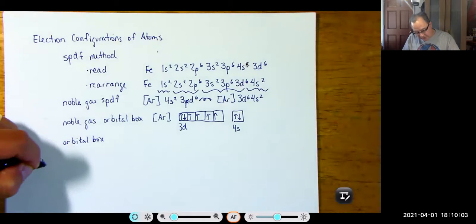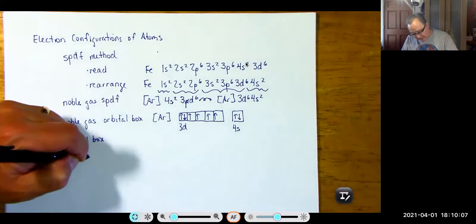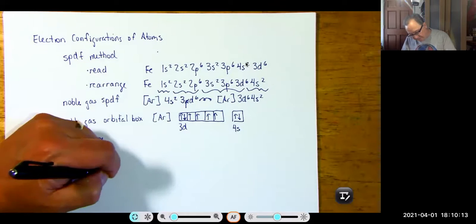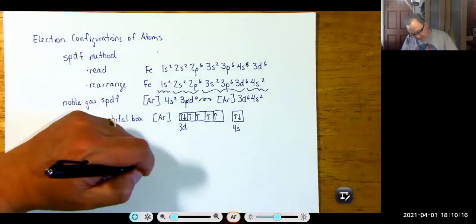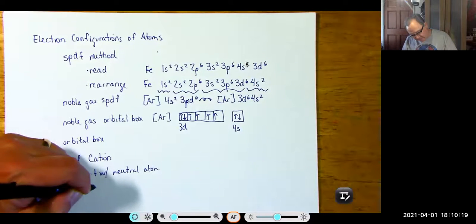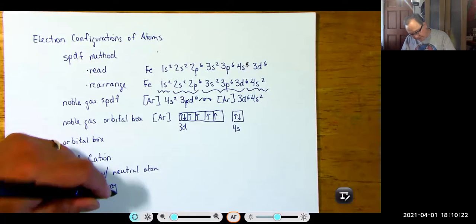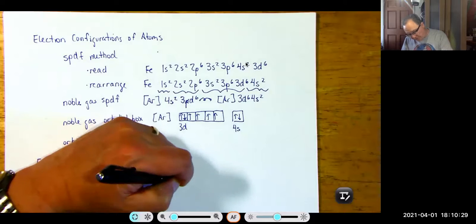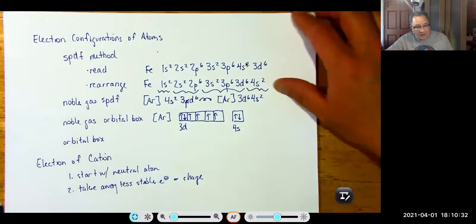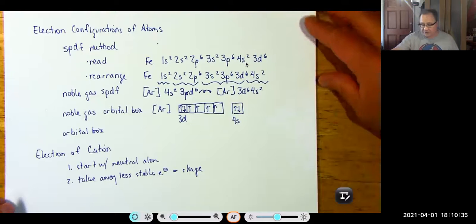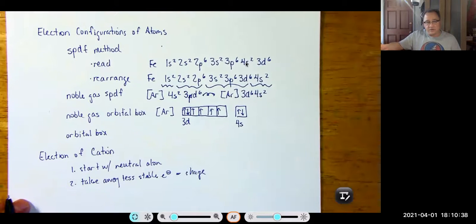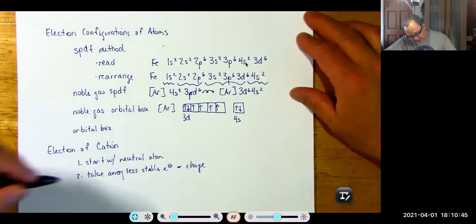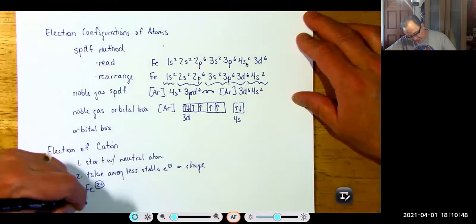Now, the electron configuration of cations, you actually start with the neutral atom, and then you take away the less stable electrons equal to the charge. So if the charge is +1, you take away 1 electron. If the charge is +2, you take away 2 electrons, and so forth. So when we take a look at two very common iron ions, there's iron 2 plus and there's iron 3 plus.